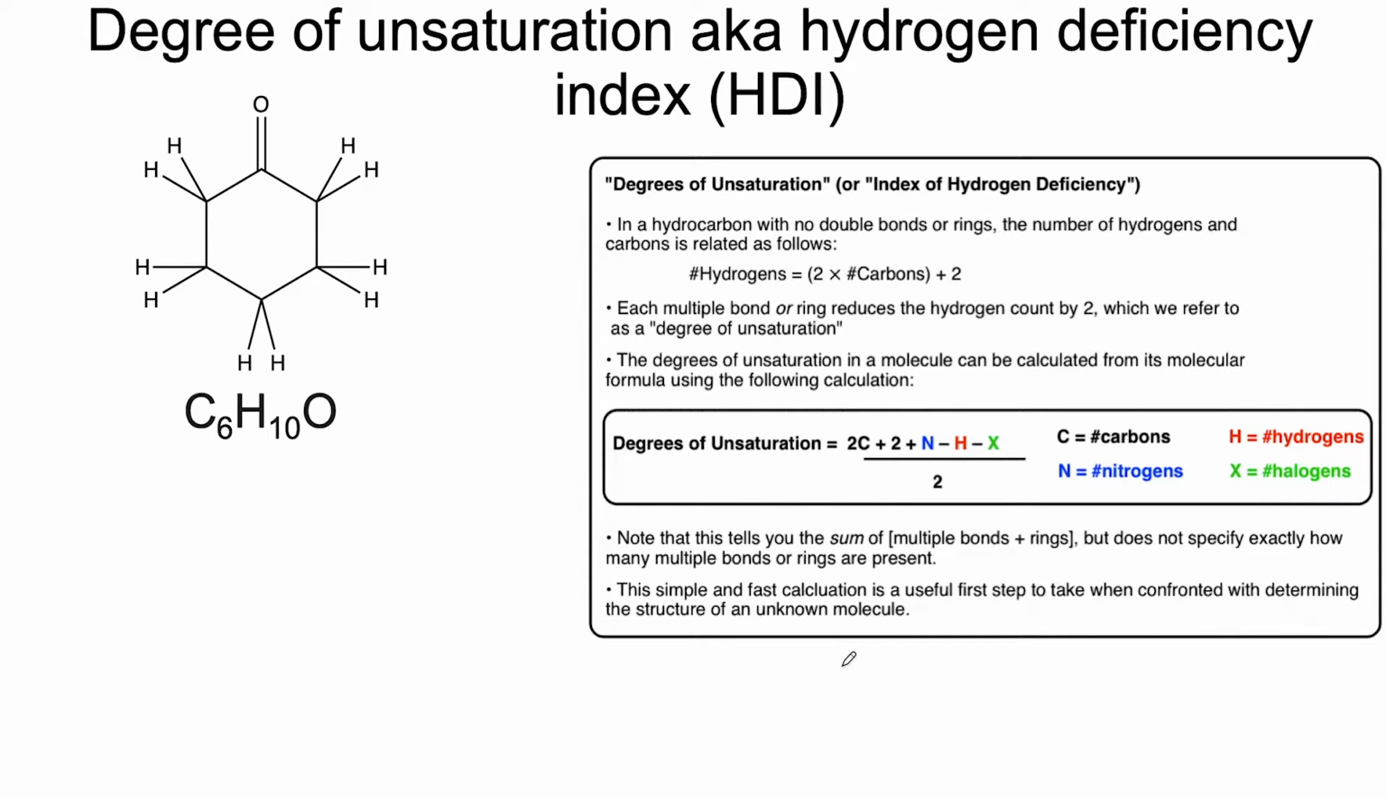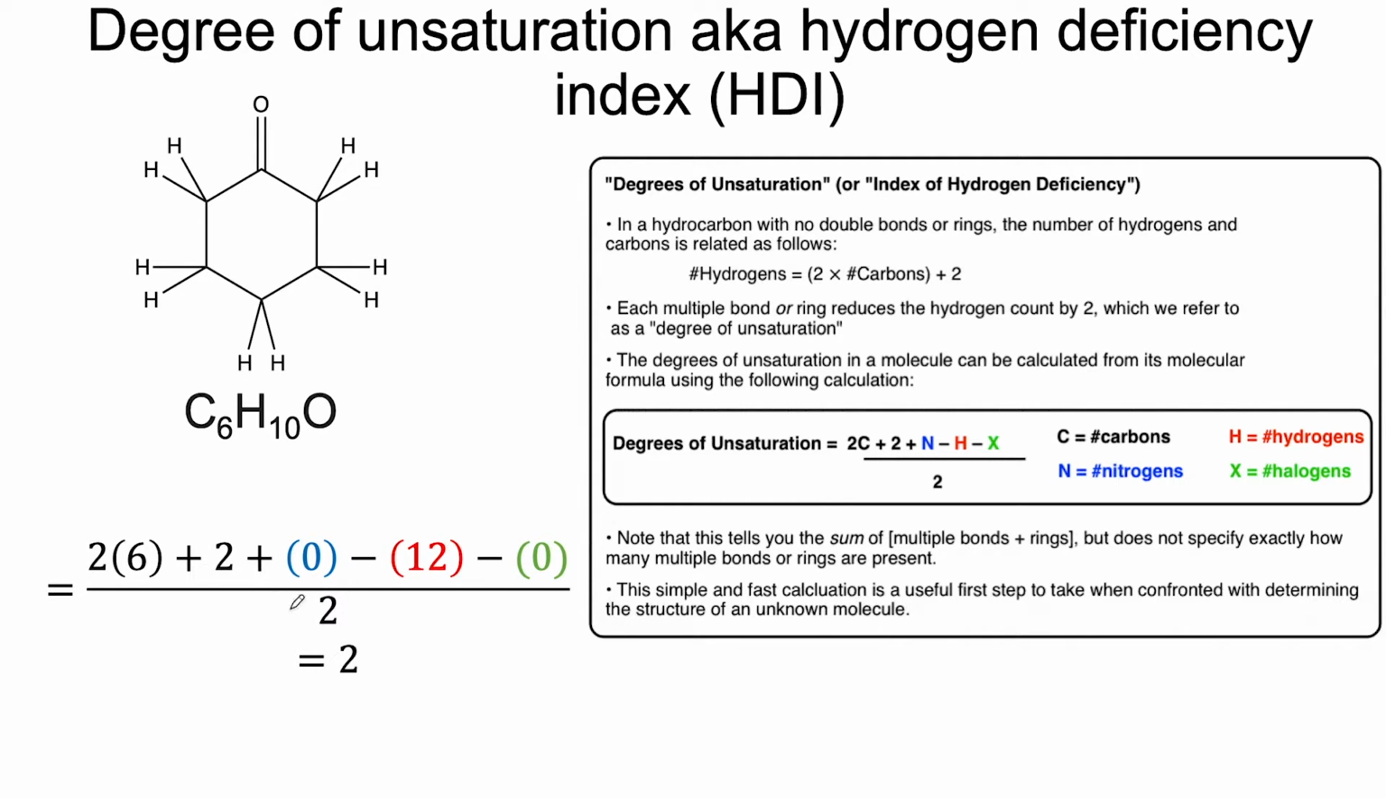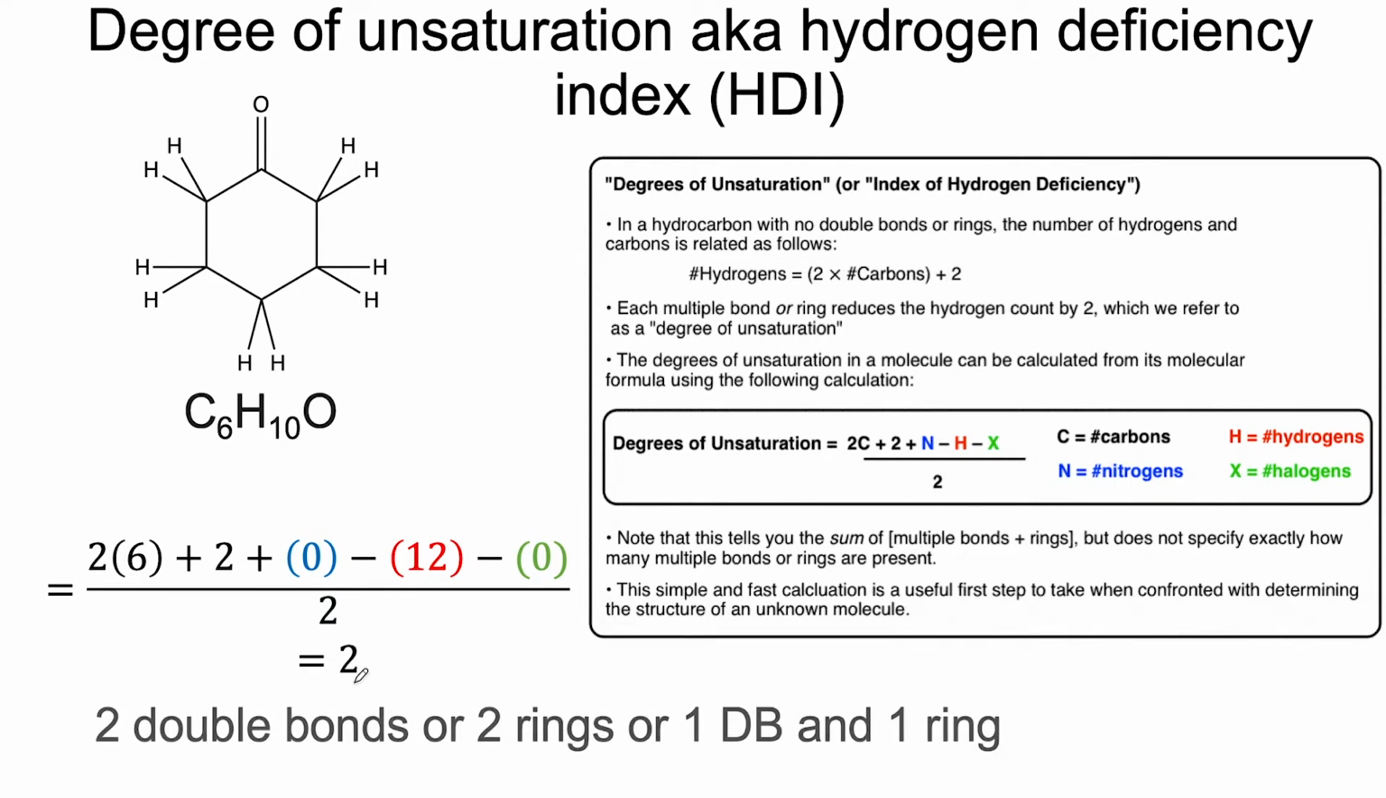Okay, let's look at a more complicated example. Here we have cyclohexanone, which has the formula C6H10O. If we perform the same expression, we get an index of 2. An index of 2 means that the total number of multiple bonds and rings equals 2. You can examine this infographic in more detail in your spare time. The conclusion we draw is that this structure has 2 double bonds, or 2 rings, or 1 double bond and a ring. No matter what, you're going to have 2 degrees of unsaturation, hence the name.